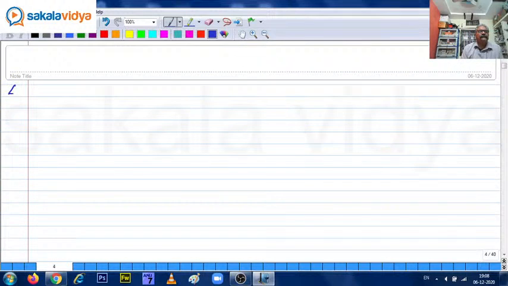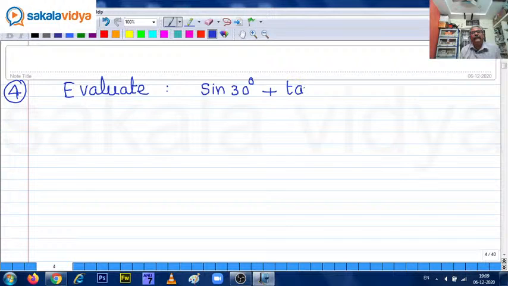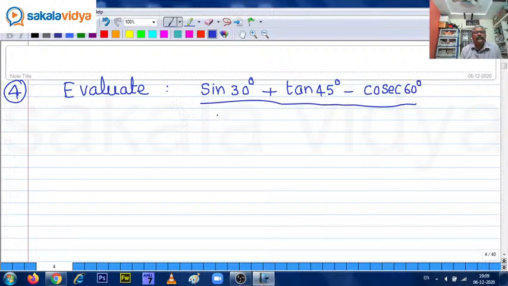Fourth problem. Evaluate sin 30 plus tan 45 minus cosecant 60 upon secant 30 plus cos 60 plus cot 45.